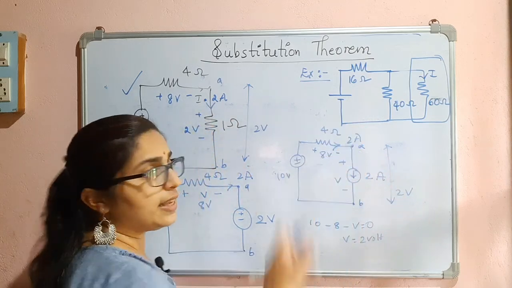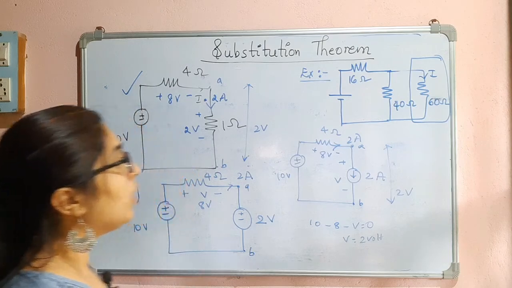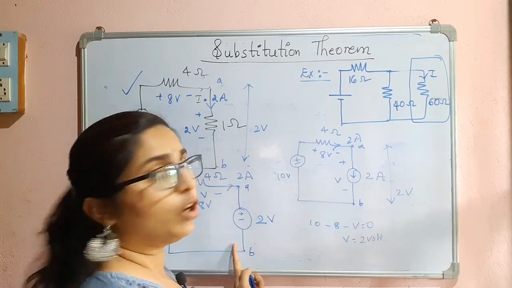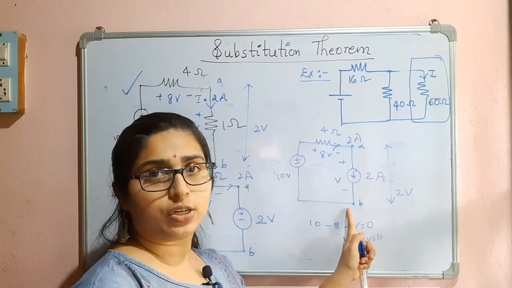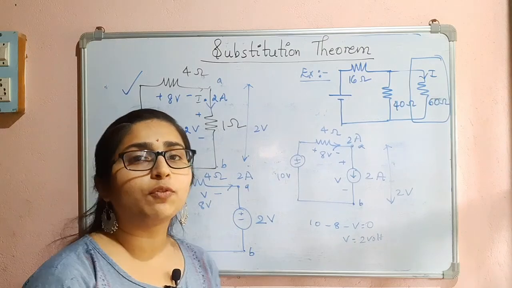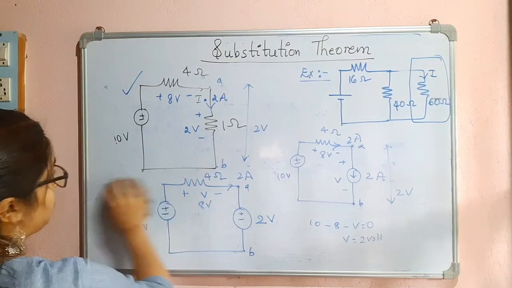See, the current is 2 amperes. Voltage is also 2 volts. So now what I did is, I replaced this resistor with the ideal voltage source here and ideal current source here. Now, I can also use the practical voltage source and the practical current source. Okay, so we will see the third substitution now.